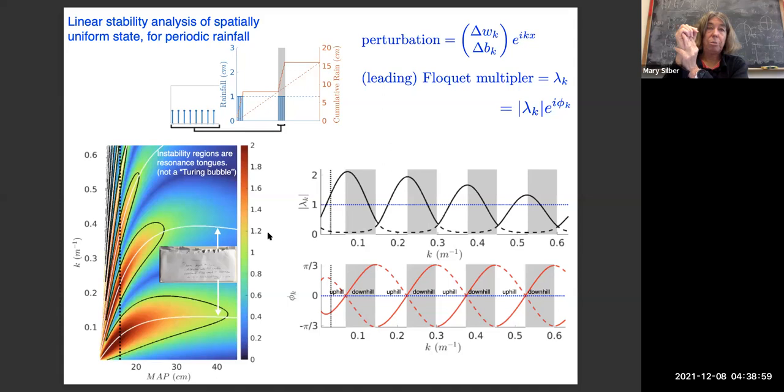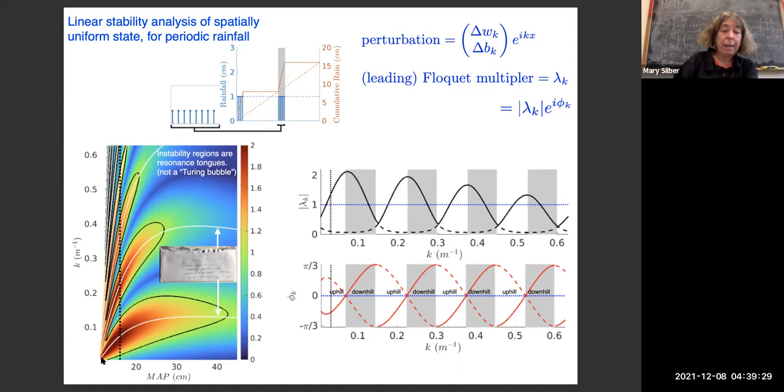And so I'm just going to do a periodic rainfall input, and I linearize my equations about this uniform state. I'm going to look at the response to perturbations of the form e to the ikx. So I'm just doing linear stability, and I can go ahead and compute the Floquet multipliers for that linear stability problem, which I'm calling lambda sub k. So we do this calculation.